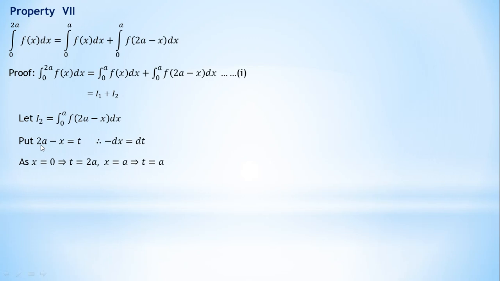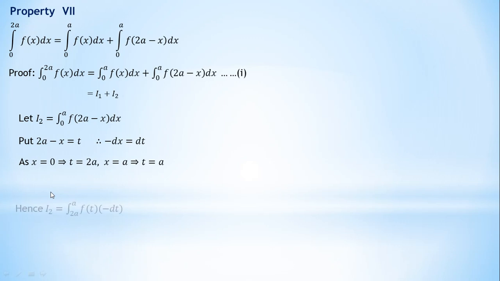Now we have substituted 2a minus x equal to t. That means when the lower limit is x equal to 0, that implies t is equal to 2a. Just put x equal to 0 here, then you will get t equal to 2a, because we have to find out the limits of t. Now when the upper limit is x equal to a, that implies t is equal to a, because 2a minus a means a. So when x is equal to a, we get t equal to a.